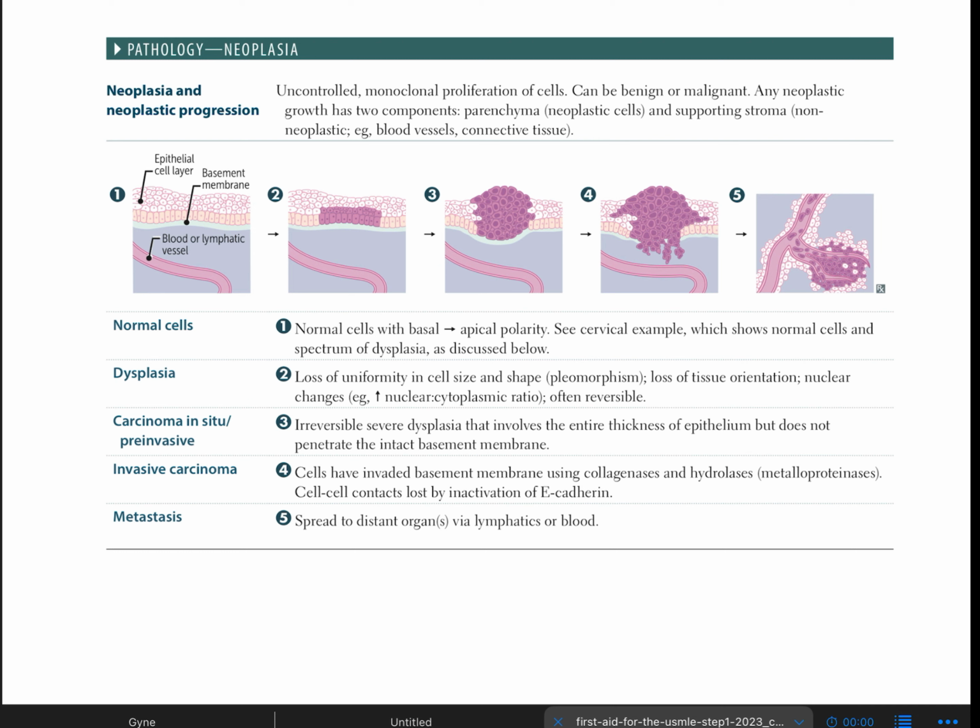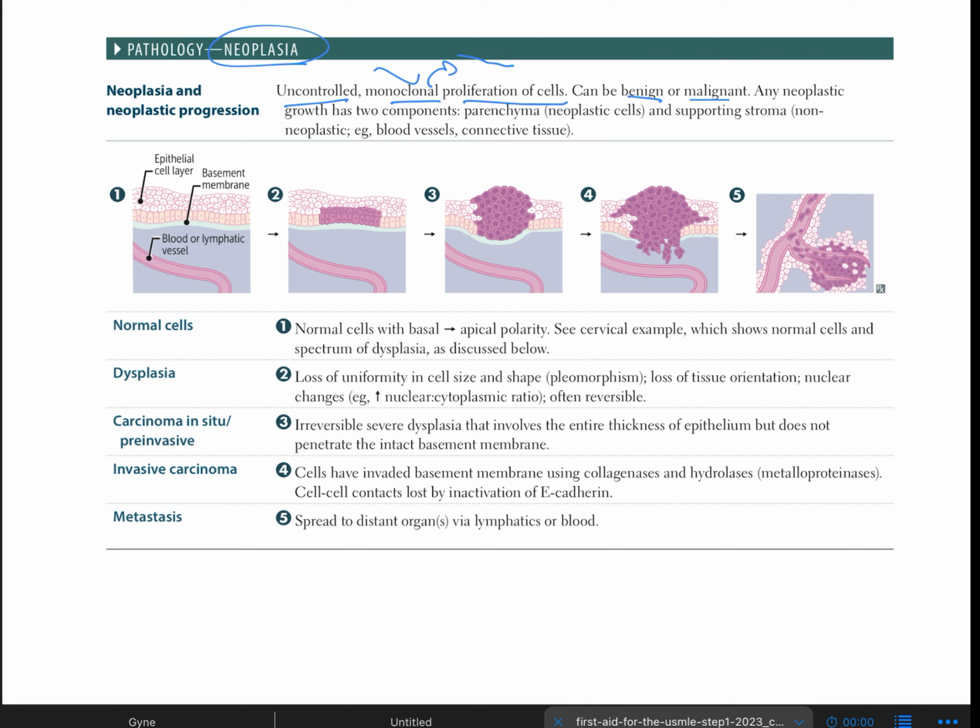Hello, today we are going to have a new topic and a new chapter, Neoplasia, and our first topic is Neoplasia. What is Neoplasia? Neoplasia is an uncontrolled monoclonal proliferation of cells. What is monoclonal? Monoclonal means produced by or composed of cells derived from a single cell. A single cell proliferates into different cells in abnormal, uncontrolled growth, which is neoplasia, and it can be benign or malignant.